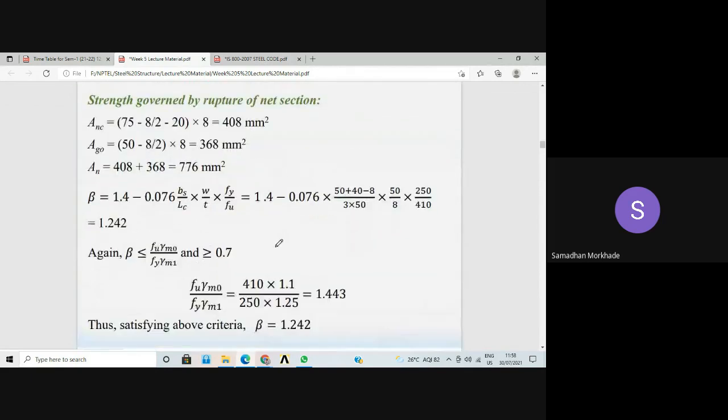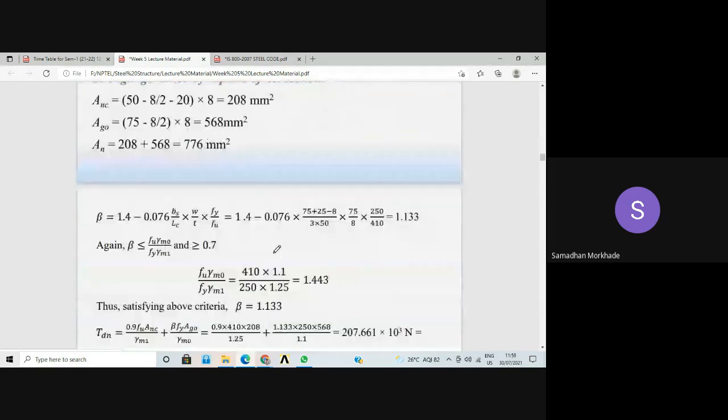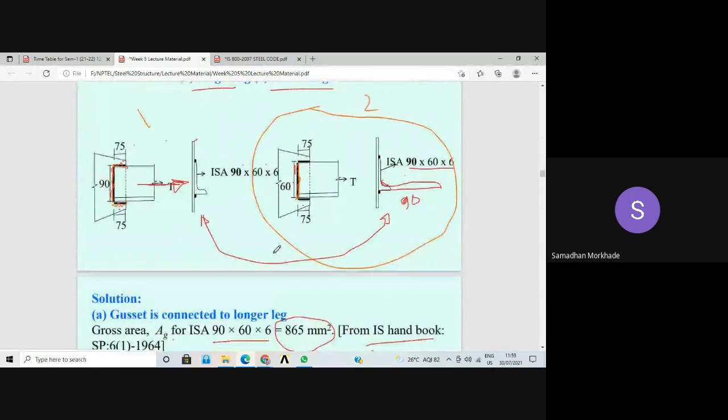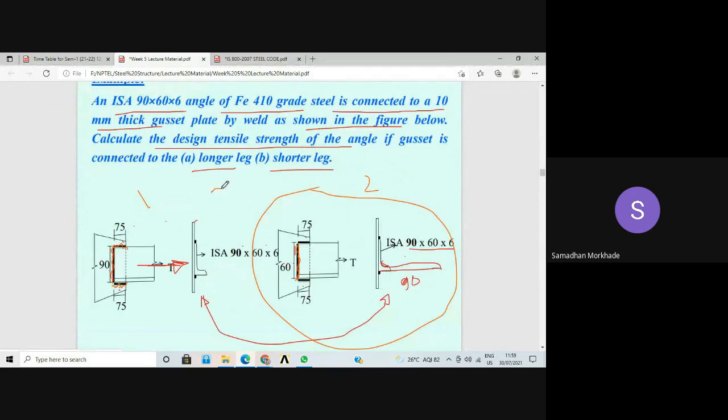And whatever we have discussed today, that is the welded connection. This is problem number 2, sheet number 3. So these two things we have to complete, and this PDF has been shared on your Google Classroom.